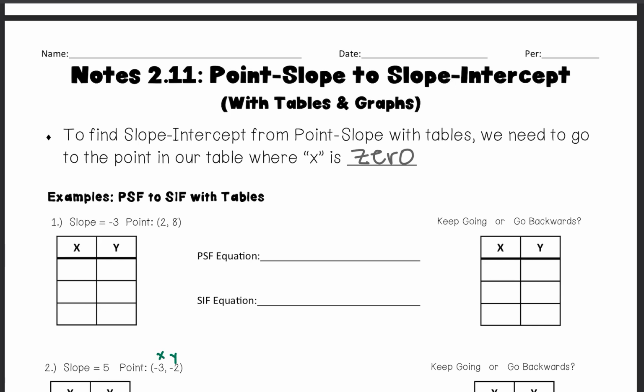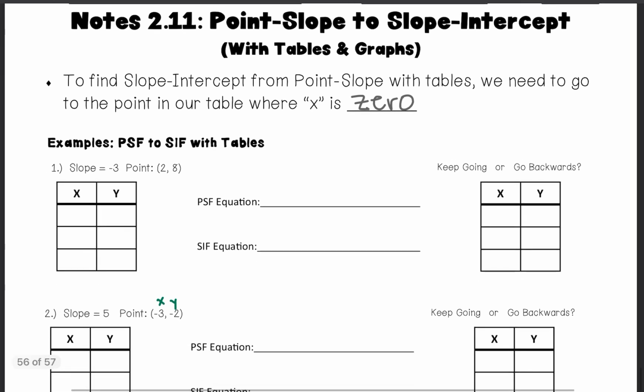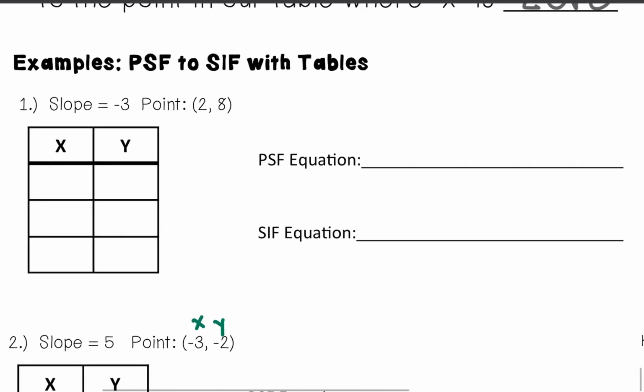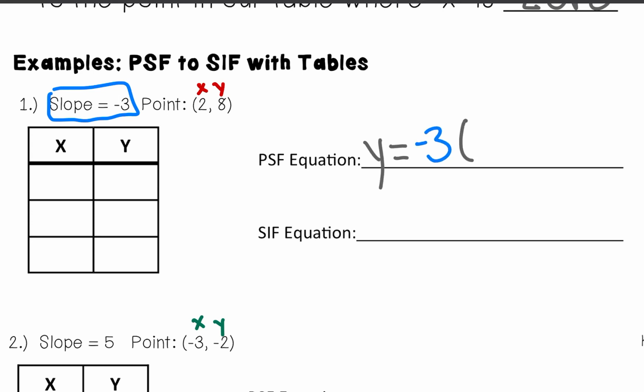So first things first, to find the slope intercept from the point slope with tables, we need to go to the point in our table where our x is 0. So looking at this first example here, we have a slope of -3, and then we have this point (2, 8), and remember the first number is your x, the second number is your y. So we're going to have y = -3(x - 2) + 8, and remember x's are liars in equations, so we subtract 2, and then we have a plus 8.